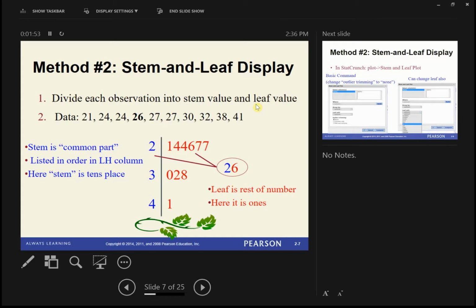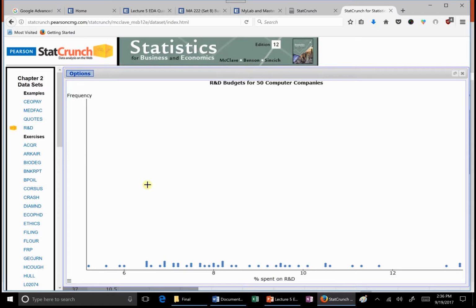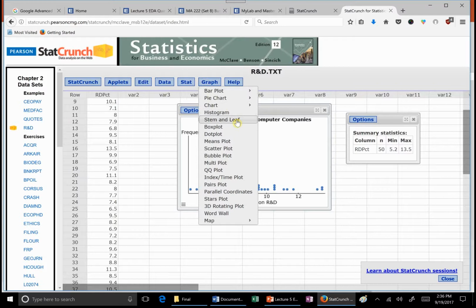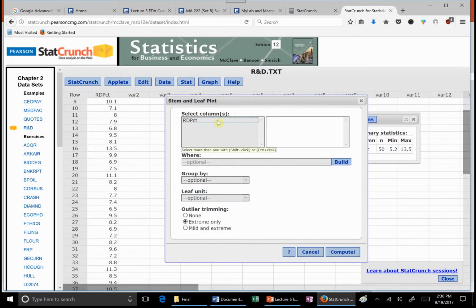Let's go ahead and try this in StatCrunch. Now, you might be saying, how do I choose the stem and the leaf? That's a really good question. It can get tricky, but StatCrunch will try to do the best it can for you. So let's go ahead and try the same thing. Okay, so we'll go to Graph, Stem and Leaf, choose this. And I'm not going to specify the leaf unit. You can, and we'll play around with that, but for right now, let's leave it be.